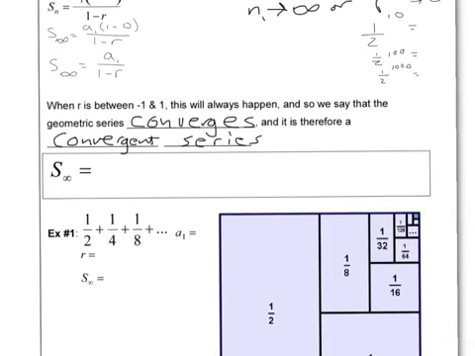Okay, so the sum of infinite geometric terms is that equation we have right above. It's the first term divided by 1 minus r. It's a really simple equation. All right, well, let's put this into use with the same series we've been talking about.